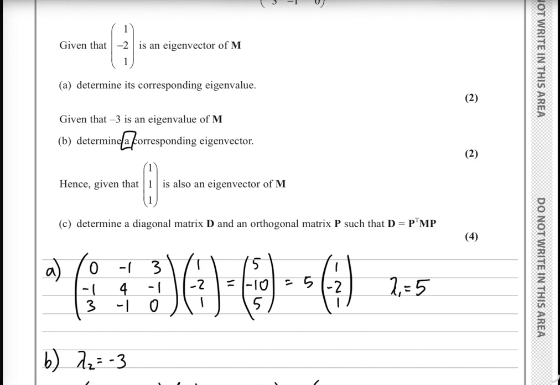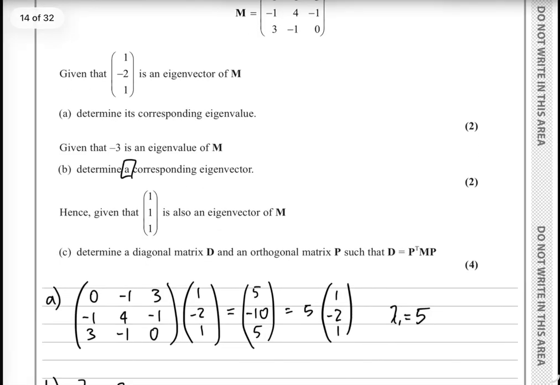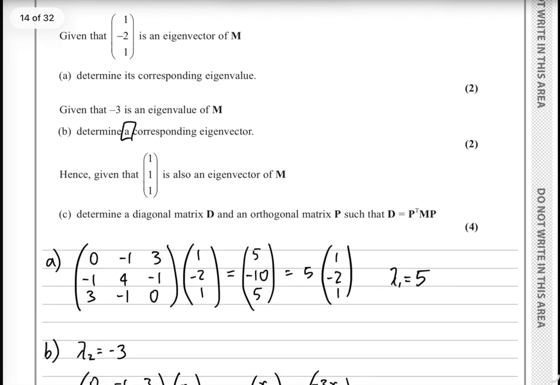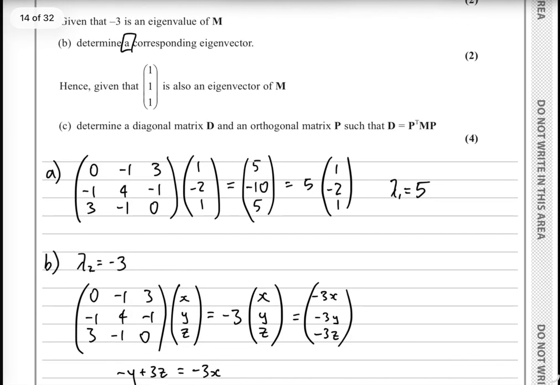Hence, given that 1, 1, 1 is also an eigenvector of M, this is similar to part A, it's telling us the eigenvector, we can work out the eigenvalue very easily by applying M on 1, 1, 1. Determine a diagonal matrix D and the orthogonal matrix P such that this thing is true.